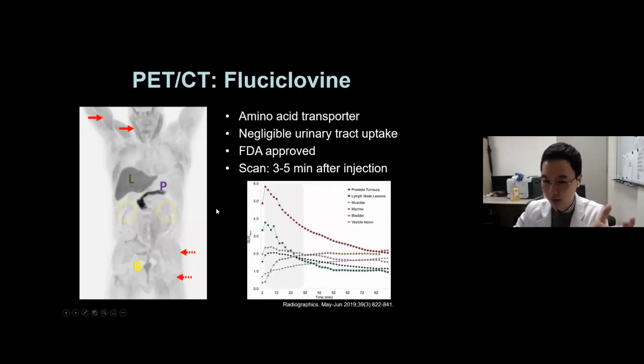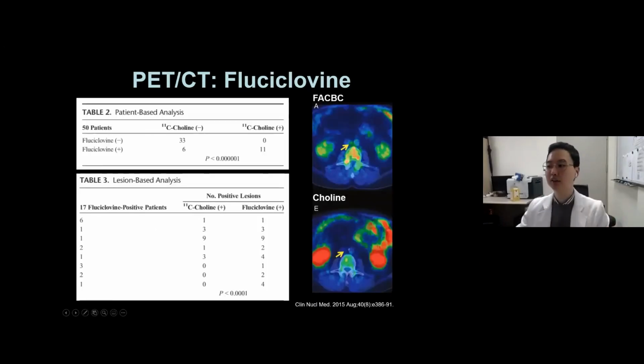And as I mentioned, this has already got the FDA approval, and several studies were reviewed for this approval. This is one of the studies that was reviewed. In this study, they compared this FACBC with the choline PET, and comprehensively, fluciclovin provided a statistically significant better performance in terms of lesion detection compared to choline.